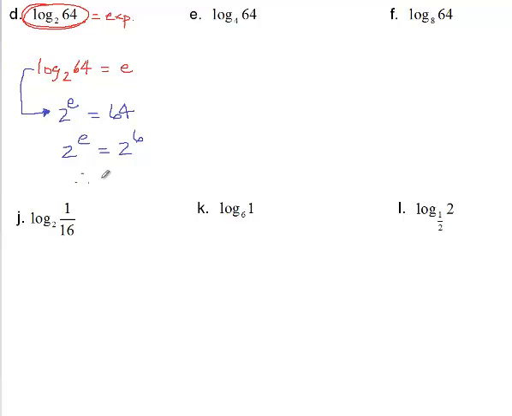Therefore, e must be 6. So the answer to this one, if we want to write it properly up here, we say the log base 2 of 64 equals 6.